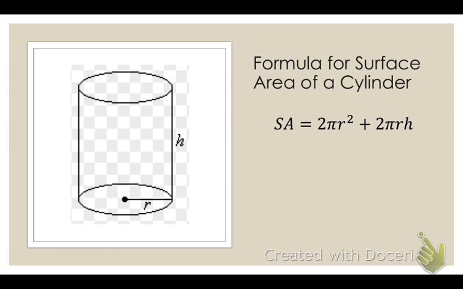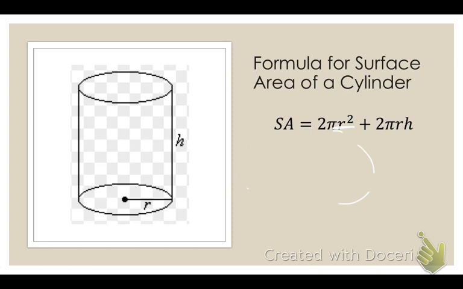And what that is, surface area is like if we opened up the object, what it would look like. You have 2 circles on the ends, so that's where the 2 pi r squared comes in. We're finding the area of those 2 circles.